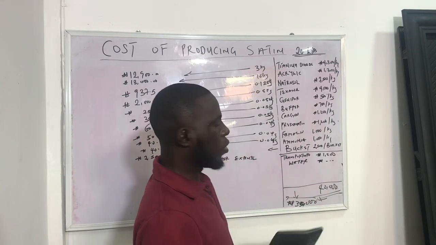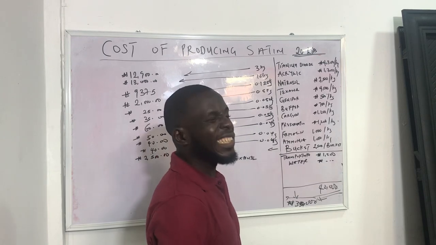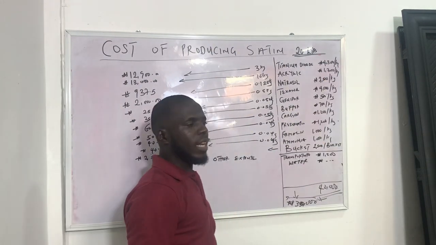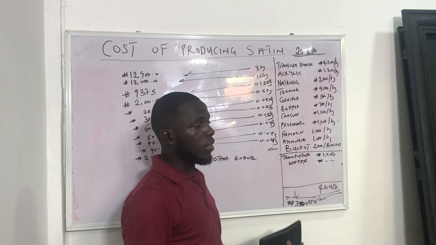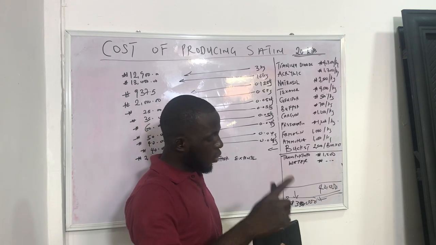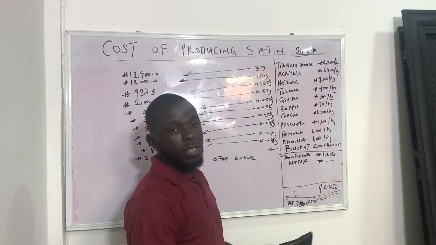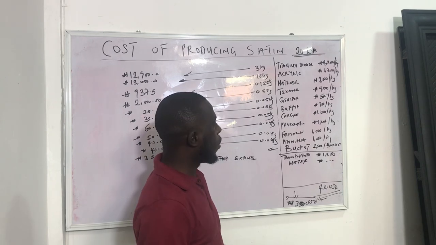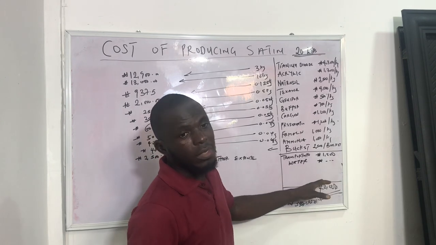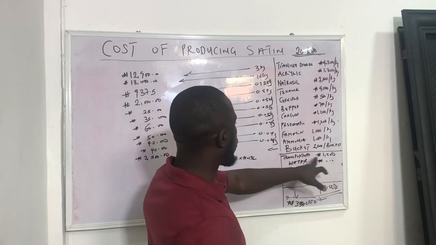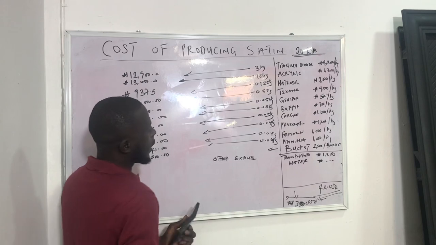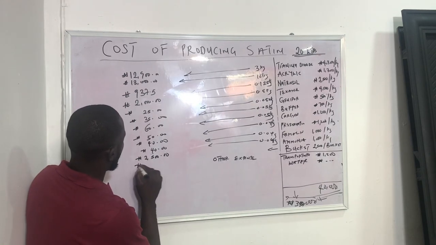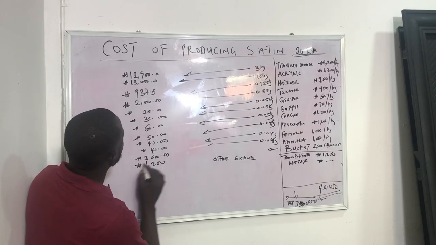What other thing? Power. This is a bucket, but if you are producing in large quantity and you are producing in batch, when you want to produce like 10, 15, you need human labor, you need water, and you need to pay for a space where you are producing. So all this will also be included when you are producing. So let's work with all this and your transportation. So now we had our transportation, which is 1,200 naira.